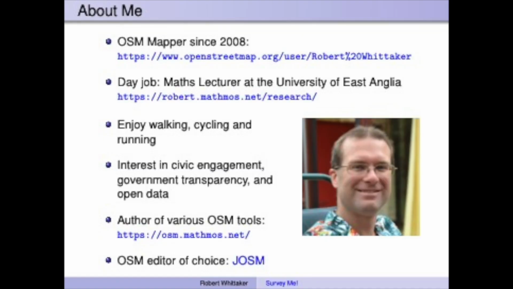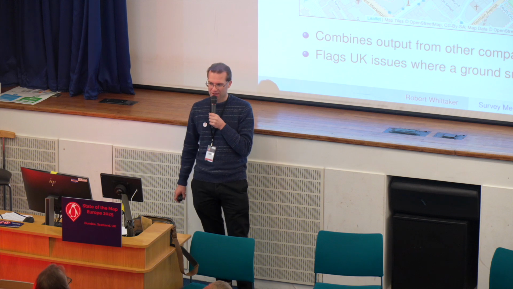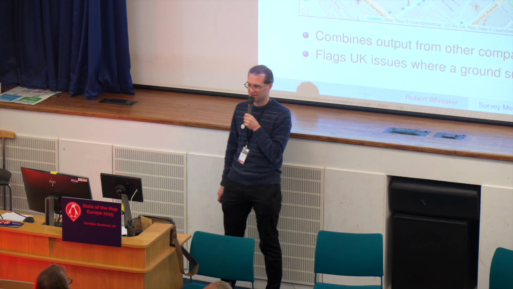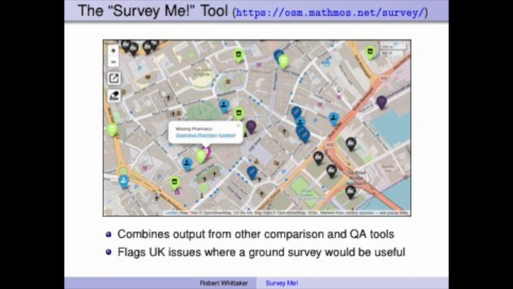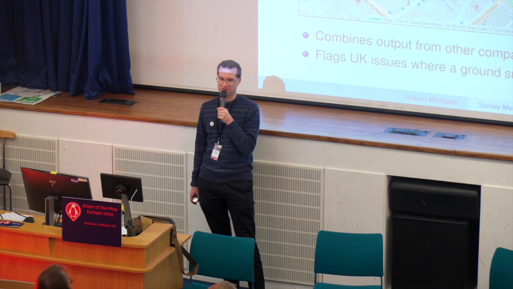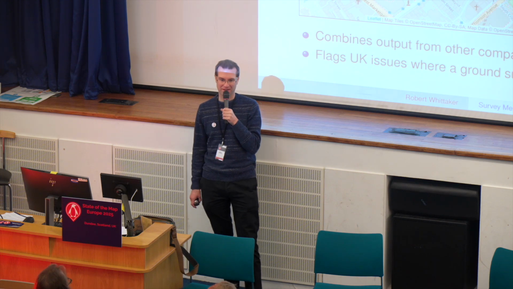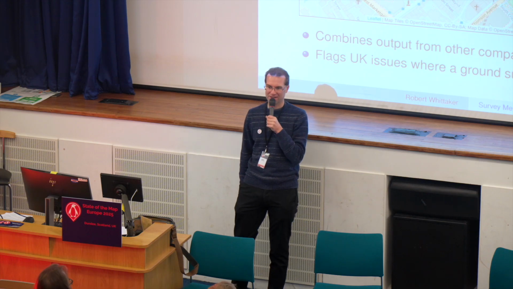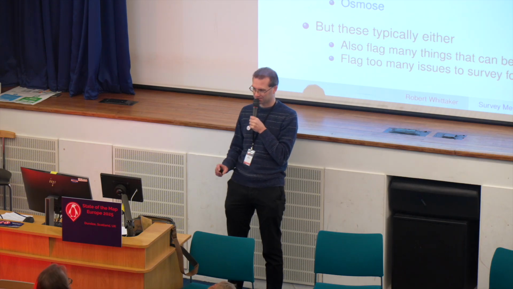And over the years, I've written various OpenStreetMap tools that you can have a look at on my website, and they're often comparing external data sources with what we've got in OpenStreetMap to try and improve the OpenStreetMap data. So today I'm going to talk to you a little bit about this tool I've put together called SurveyMe. It combines the output from various other tools that I've written and some other bits of data as well, with the aim of flagging issues in the UK where it would be useful for someone to go there in person and check something, and then hopefully add some missing data or correct something that's wrong in OpenStreetMap.